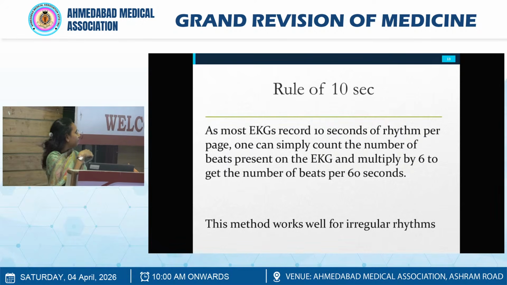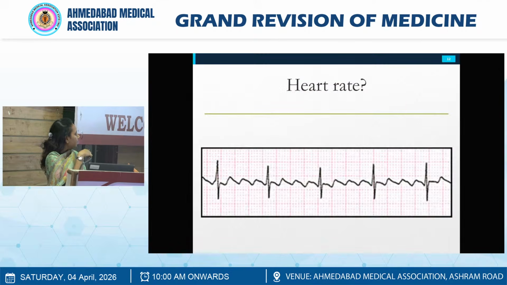I'll make it easy. Each small square was 0.04 seconds. So, a big square would be 0.2 seconds. So, 5 such squares would be 1 second. So, for 6 seconds will be 5 into 6. That will be 30 boxes. 30 big squares. That will be 6 seconds.